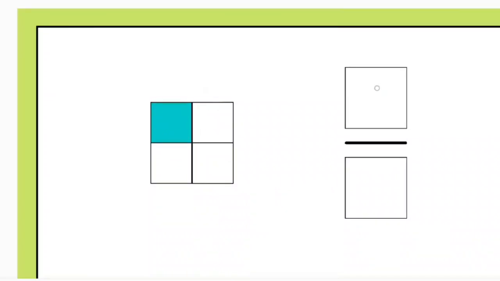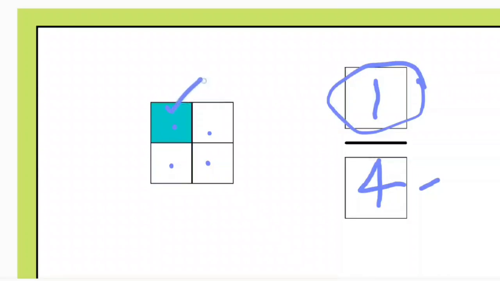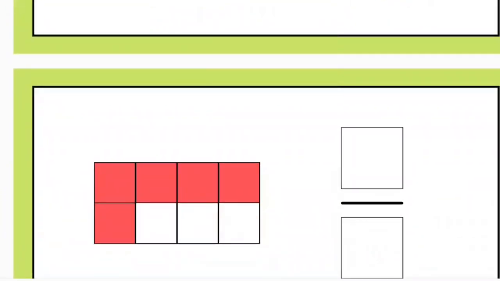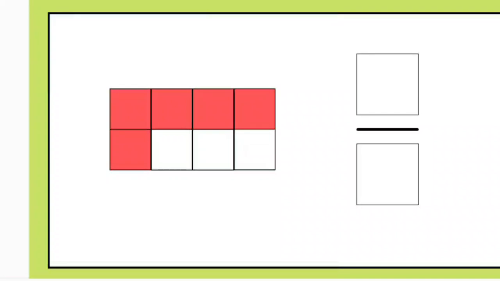Similarly, this will be 1 by 1, 2, 3, 4. Out of 4 equal parts, 1 is filled. One, two, three, four, 5. 5 filled out of 1, 2, 3, 4, 5, 6, 7, 8.